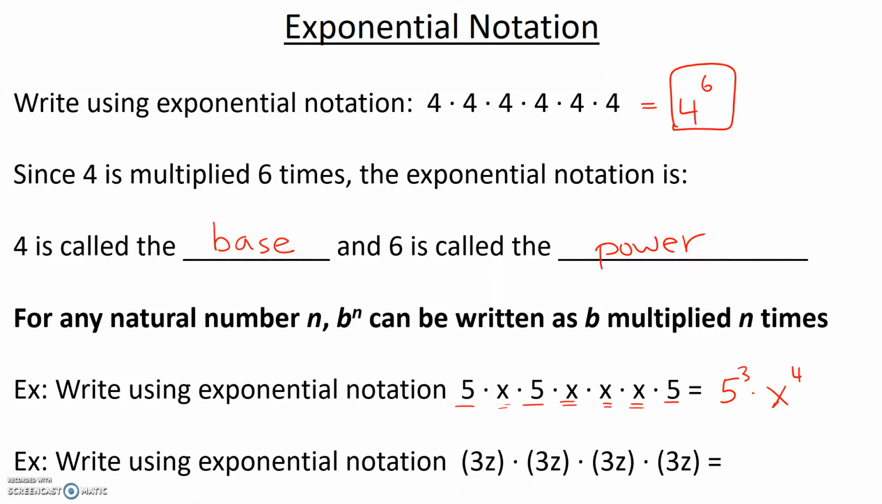Write using exponential notation. Now this time, we have the quantity 3z multiplied by itself 4 times. Note the difference between the previous example and this example. In the previous example, 5 and x were separate terms. In this case, the 3z is in parentheses, making this one quantity. And since the quantity 3z is being multiplied 4 times, the base in parentheses will be 3z, and that whole quantity is raised to the 4th power.